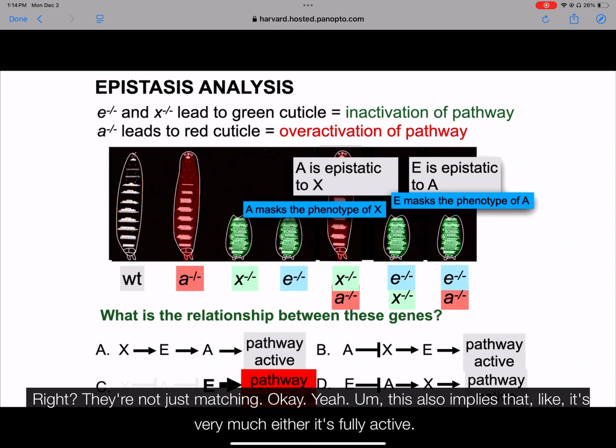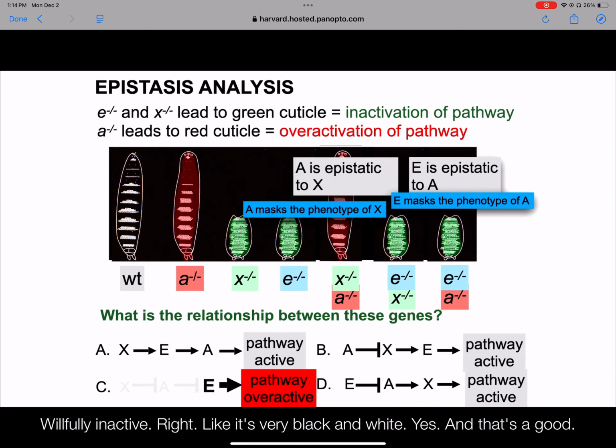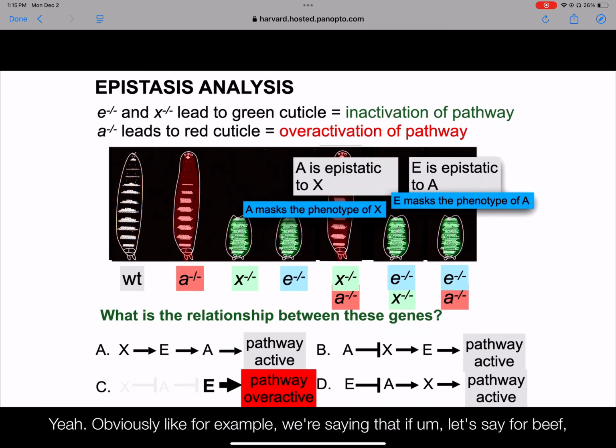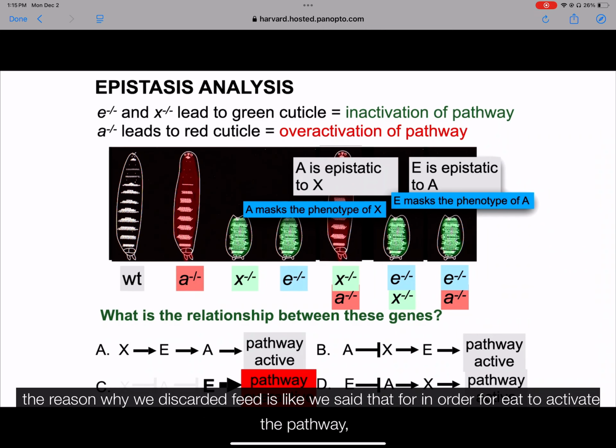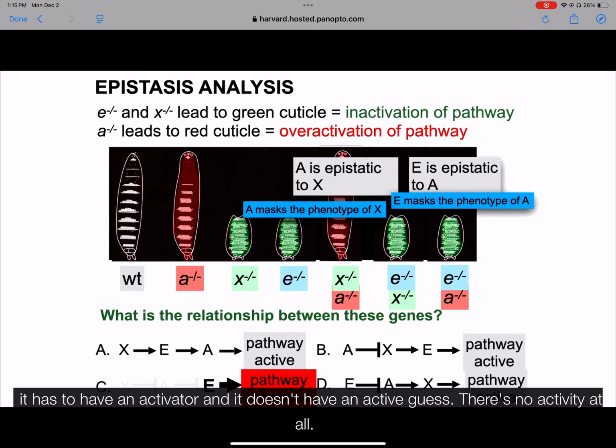This also implies that it's very much either fully active or fully inactive, right? Like it's very black and white. Yes, and that's a good point. For example, the reason why we discarded B is that we said that in order for E to activate the pathway, it has to have an activator. And if it doesn't have an activator, there's no activity at all.